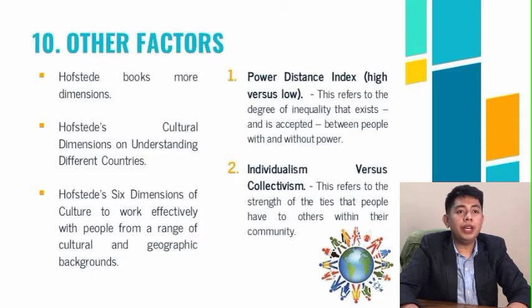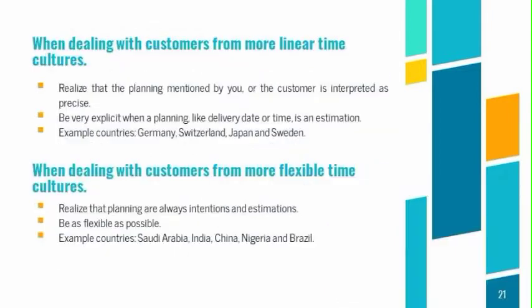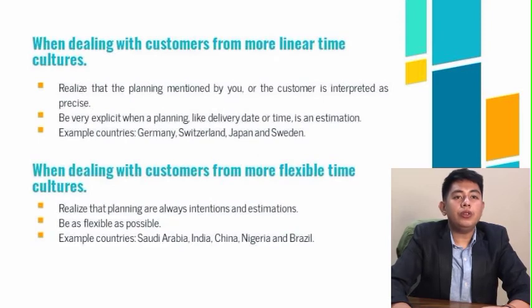Number 2 is individualism versus collectivism. This refers to the strength of the ties that people have to others within their community. When dealing with a customer from a linear time culture, remember that number 1 is to realize that planning mentioned by you or a customer is interpreted as precise. Be explicit when you're planning, like saying a delivery date or time is an estimation.